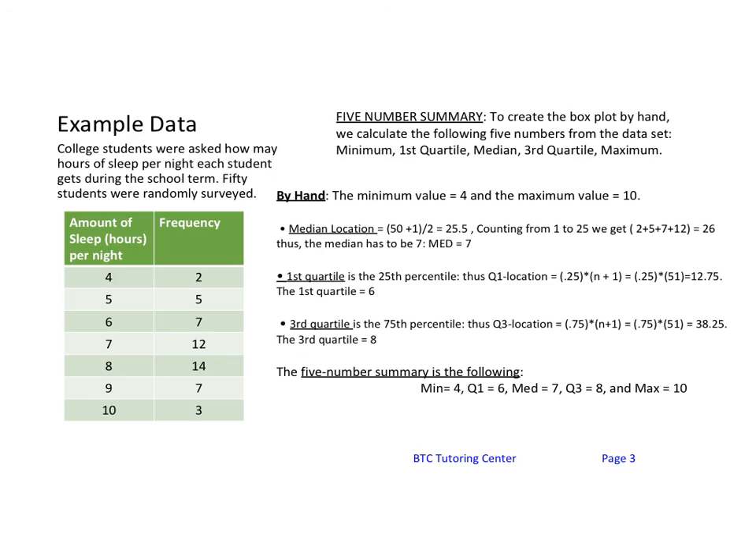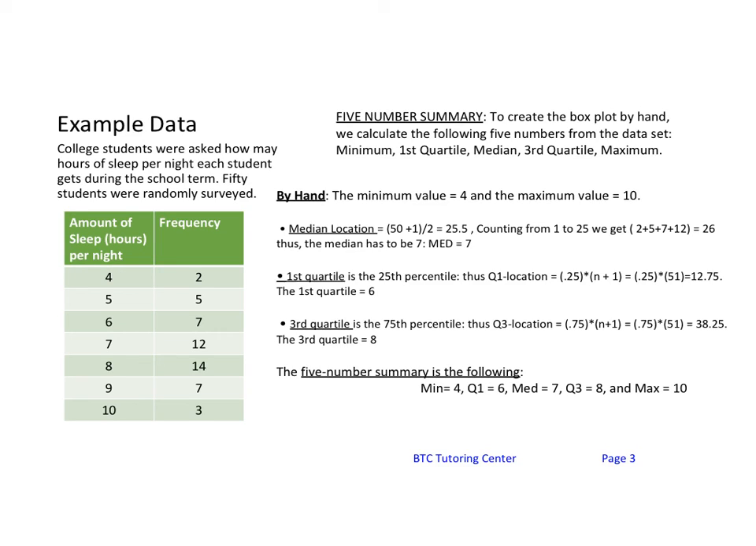Then the first quartile is the 25th percentile. Thus, the Q1 location is 0.25 times (n plus 1). In this case, it's 0.25 times 51, which is 12.75. And again, we count from 1 to about 13. So when we do that, we go 2 and 5 is 7, and another 7 is 14. So our first quartile has to be where x is equal to 6.